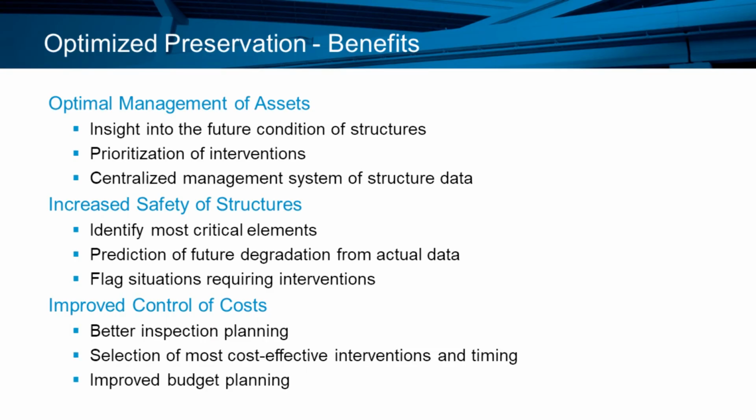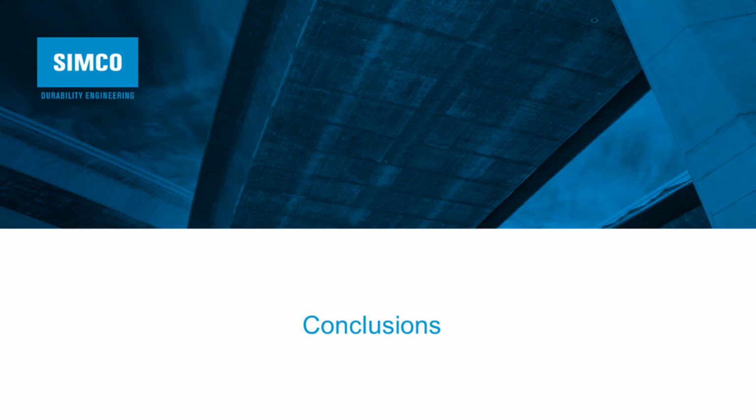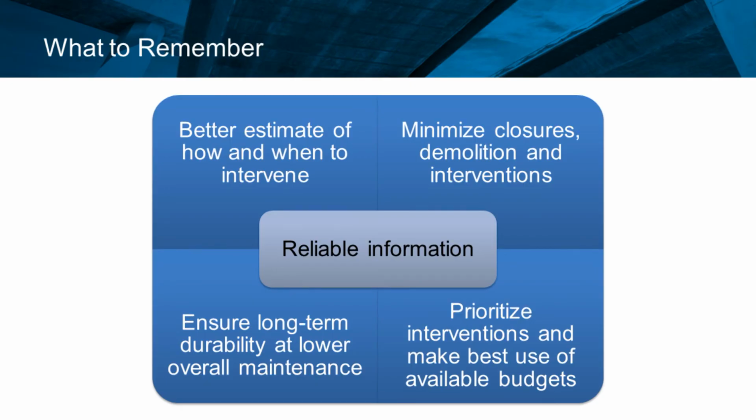So the benefits of this approach, I'm going fast on that, but it's basically an optimization of the budget and resources. So knowing what to do and when to do it helps to have a better use of the available money and staff to maintain a bridge. And I'm going to leave you on a few slides here. So if you have to remember something from this presentation today, reliable information for owners helps to better estimate how and when to intervene. So we need to know what's going on instead of just repairing blindly and the same way.